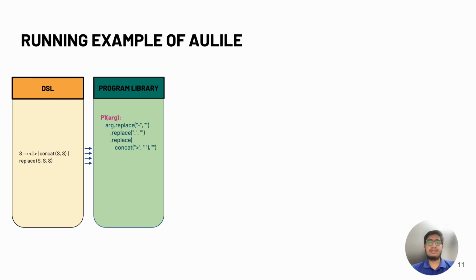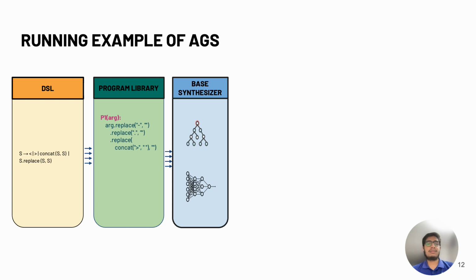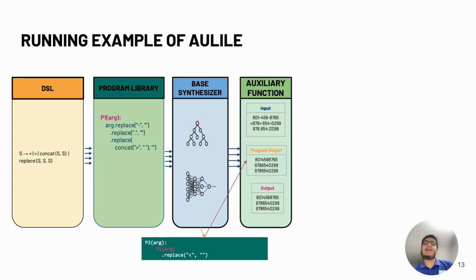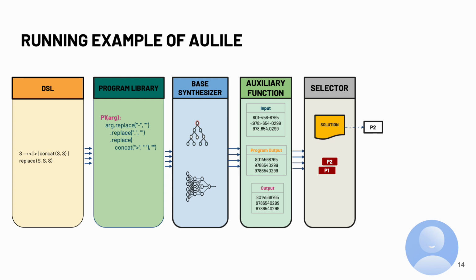Now we have the DSL and the program library. We use the base synthesizer again to generate more programs. We again evaluate the programs with our auxiliary function. Again, we check for the solution program. If we find the solution program, we exit the loop with that program. Otherwise, we select the program with the best score from this iteration and add it back to the program library again. We repeat the same process until we reach our budget or find a solution.